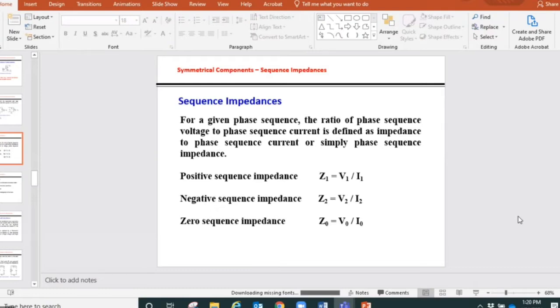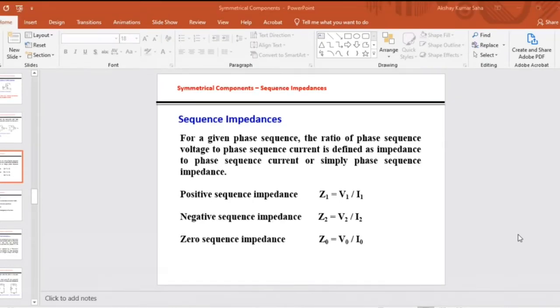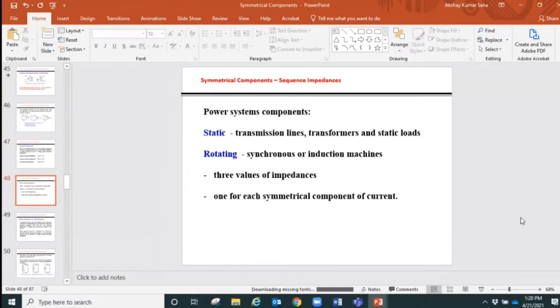Of course, it also applies for symmetrical fault analysis, and we will need to know such impedances for our power transmission line, for our motor, for our transformer, for our generator as well, and that is where we will go in a step-by-step manner. So let's go to the next slide. I'm going to the power systems components. That's what I just mentioned.